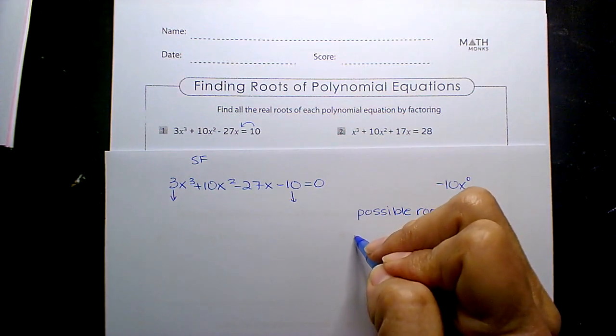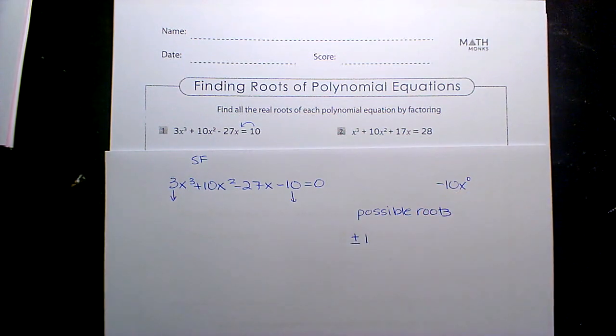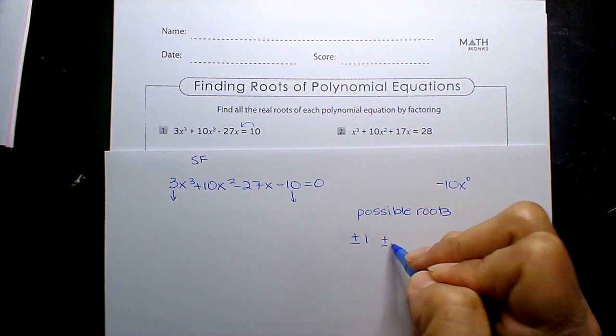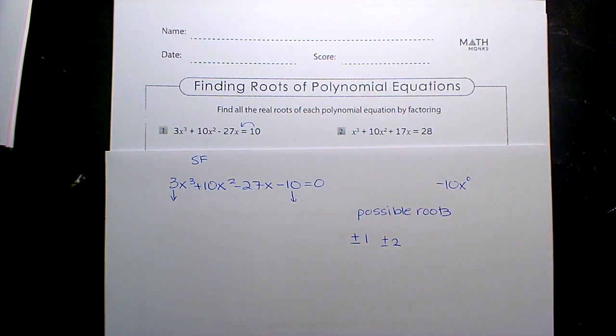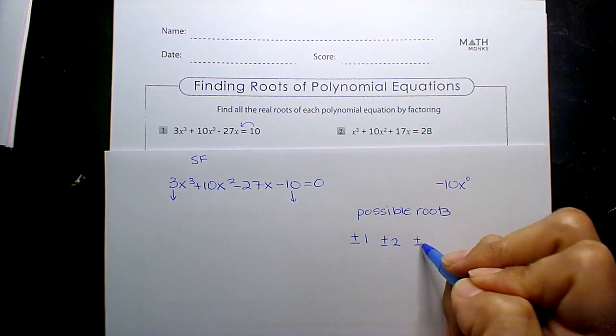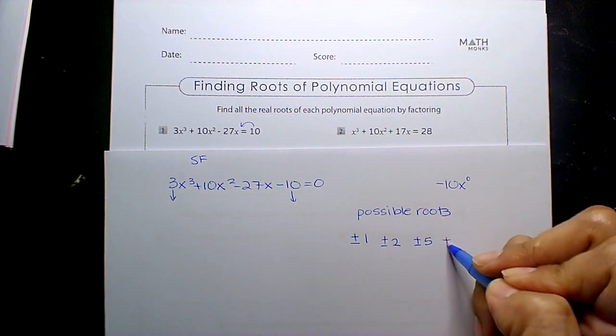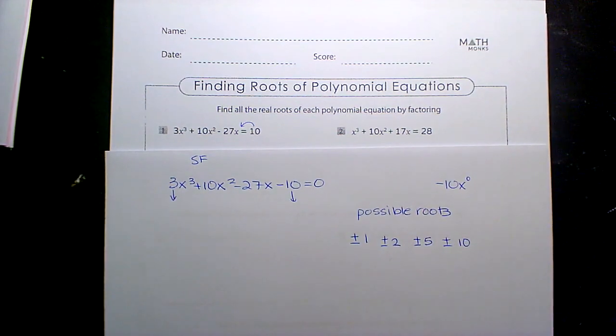I have plus or minus 1, right? 10 divided by 1. I could divide 10 by 1. Plus or minus 2, right? 10 is divisible by 2. 10 is not divisible by 3. 10 is not divisible by 4. 10 is divisible by 5. 10 is divisible by 10. Yeah? Okay.